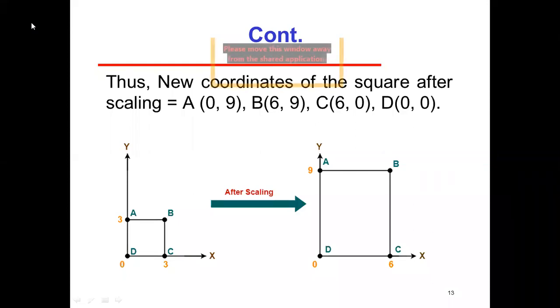Now I can ask about the translation equation. What is the translation equation? How can we calculate the final coordinates, that is x new and y new, for the translation? What are the translation equations? Please tell me.